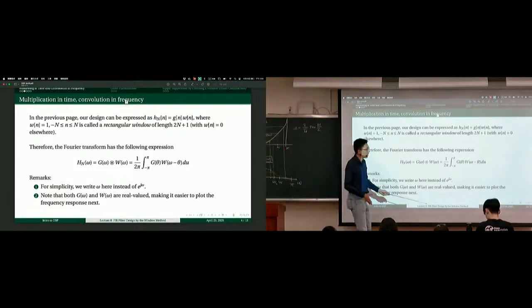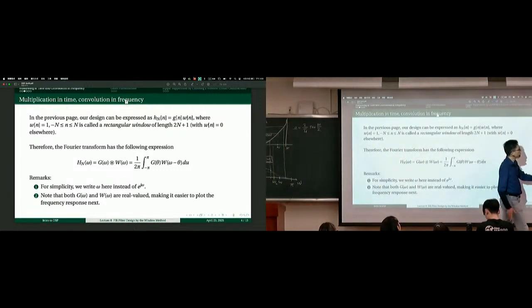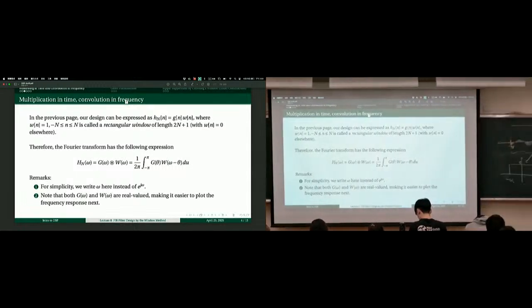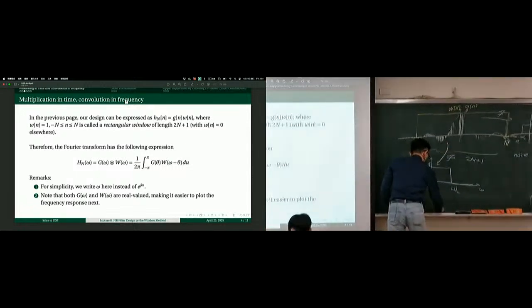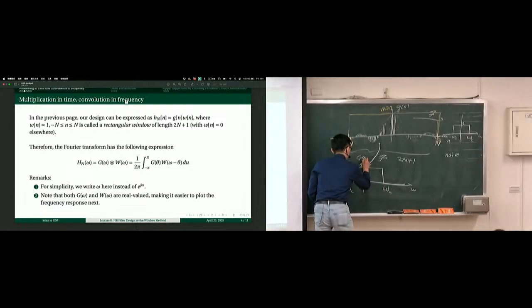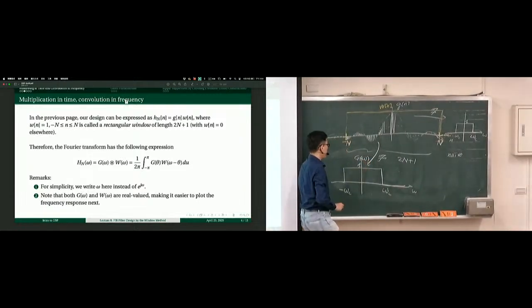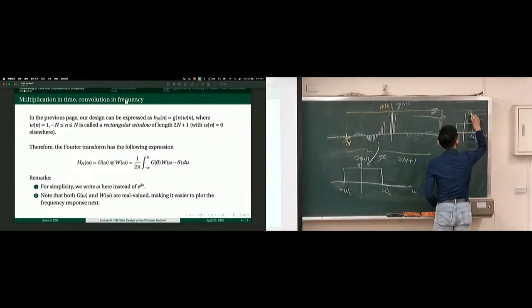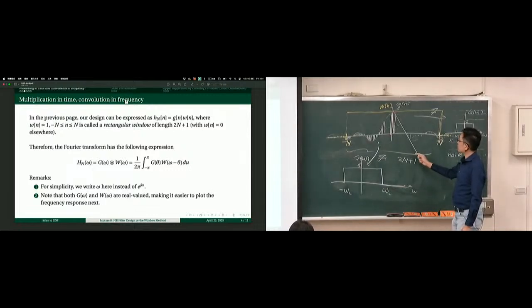Because first of all, we already know G, the ideal frequency response, is real valued, by definition. But why is big W also real valued? Because similar to G, it is an even symmetric function in time, right? Even symmetry in time, real in the frequency domain.